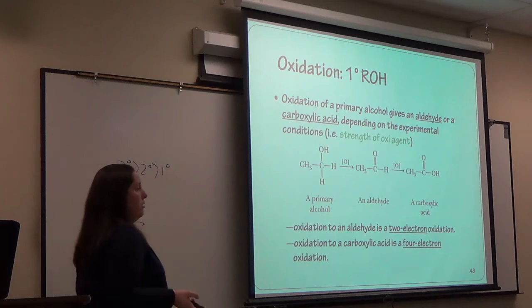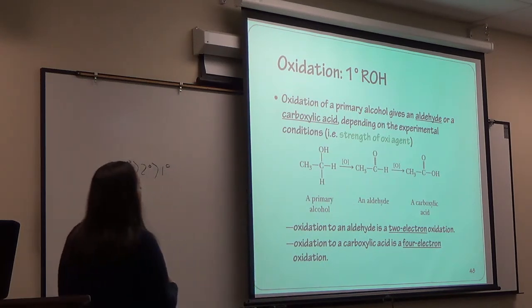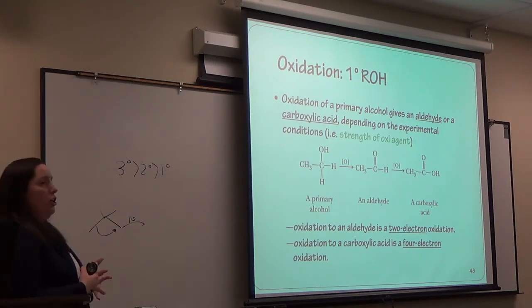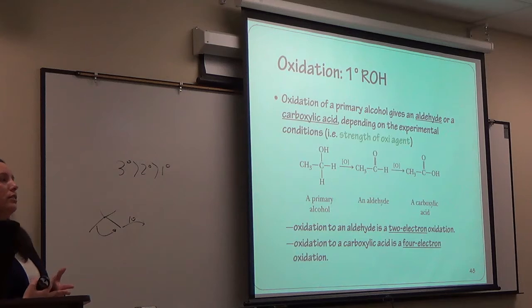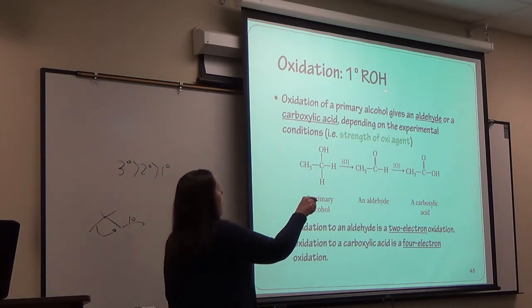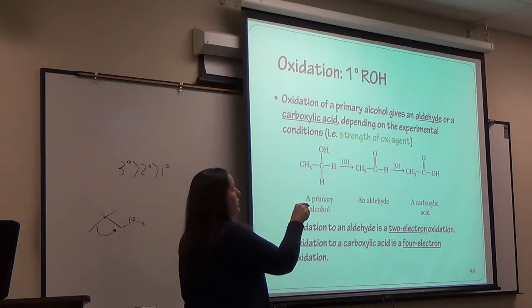Okay, so what about the general alcohol? Let's start with the primary alcohol. What's going to be the oxidation in general terms? What you're going to need is an oxidizing agent, and then you can take the primary alcohol and convert it to an aldehyde or to a carboxylic acid.